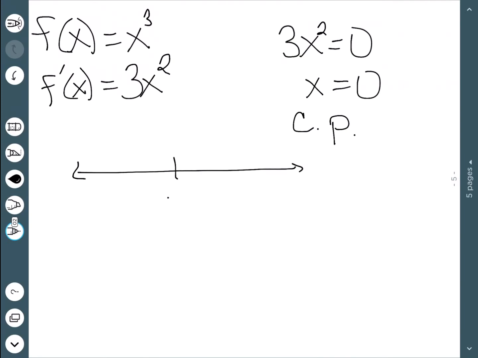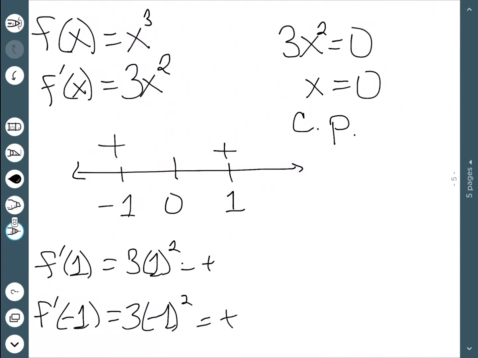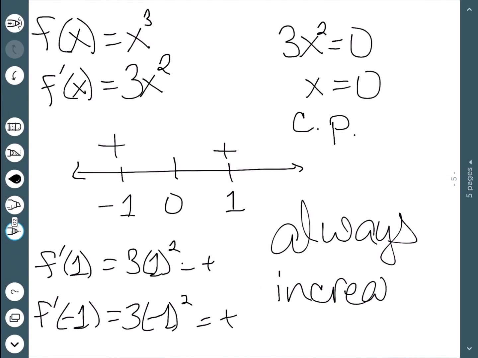We'll now draw a line. Here's 0. Any numbers to the right of 0, like 1, if I stick them into the derivative, I would get 3 times 1 squared, which is positive. If I stick in a number to the left, like -1, I would have 3 times -1 squared, which is still positive. So my derivative is always positive, so this function is always increasing. And we do know what the graph looks like, so we should be able to figure that out fairly well without calculus, but now we do see it.